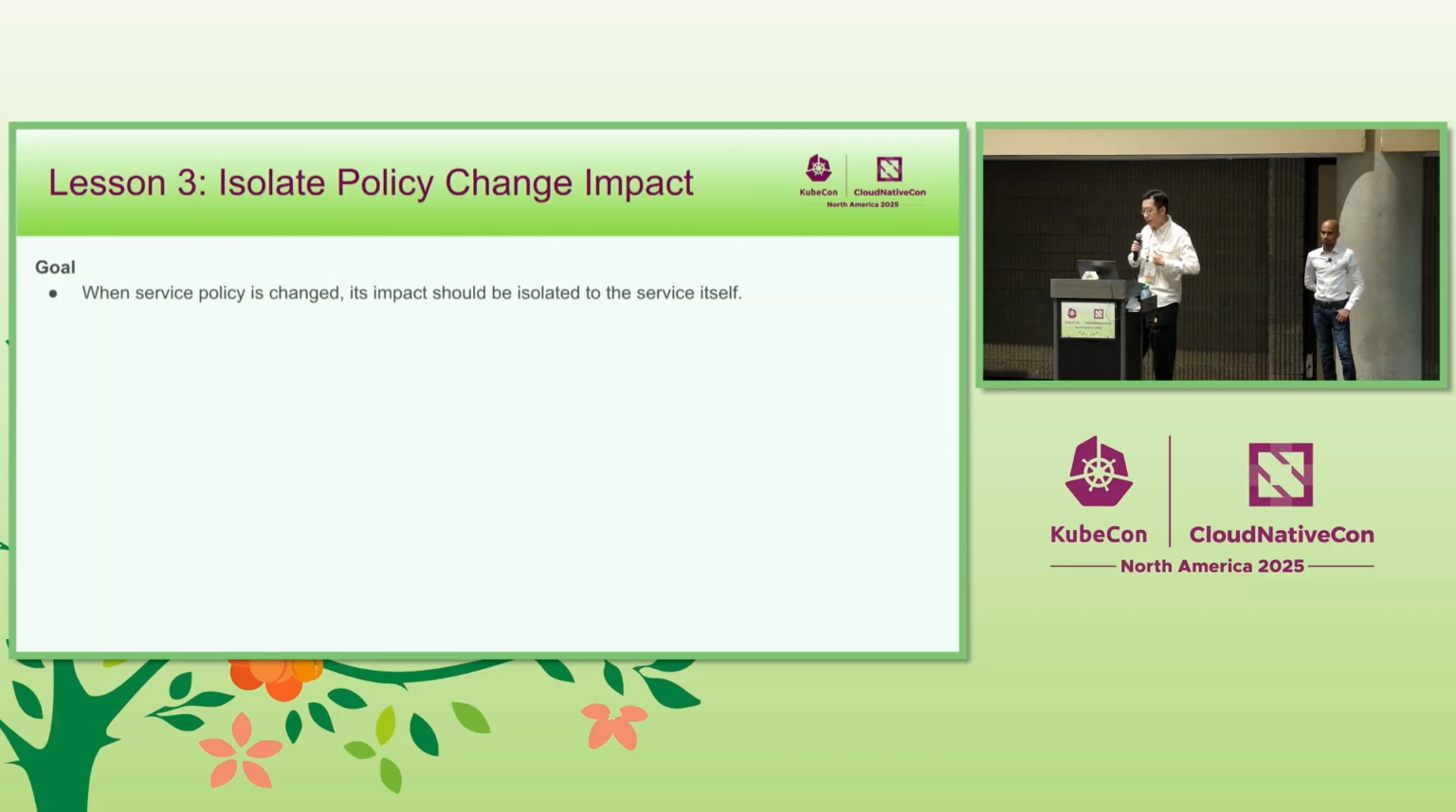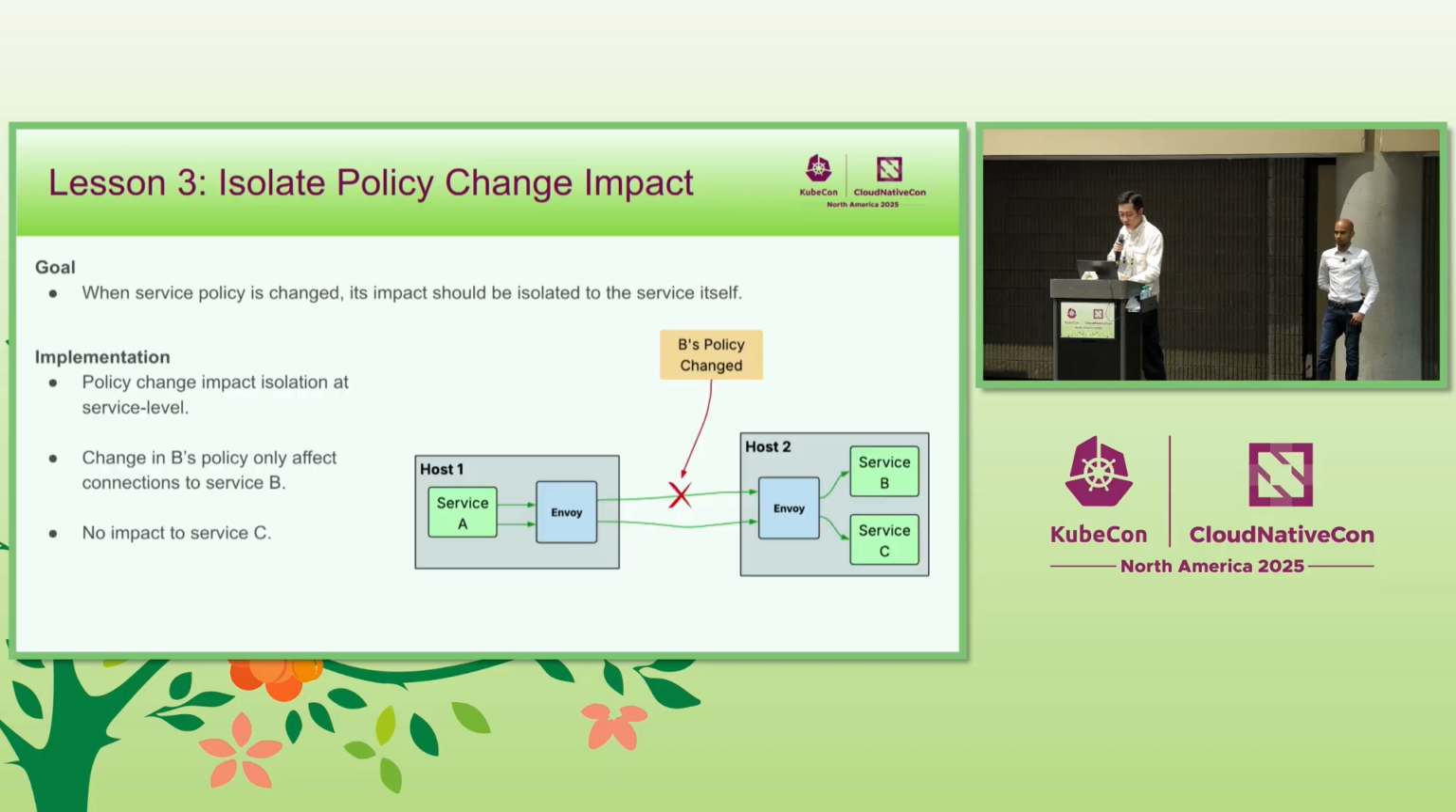Next lesson we have is we really need to isolate the policy change impact across services, because again, the Envoy proxy is shared by services running on the host. Our goal is that when you change a policy for a service, the impact should be limited to that service itself and not any other services on the host. We implemented this in a way so that when we are pushing changes in the Envoy, only the services with that policy change will be affected and not any other services.